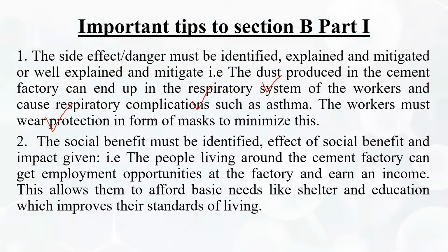Then social benefit of the production process must be identified. Tell us effect of the social benefit and the impact given. I think the three things. It is only one point, but a pregnant point. How is it pregnant? Just look at this. It gives you all the three scores. Look at this example. The people living around the cement factory can get employment opportunities. Isn't that the benefit? And the factory and earn an income.